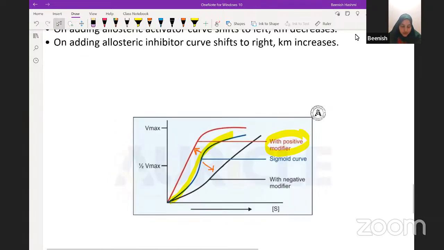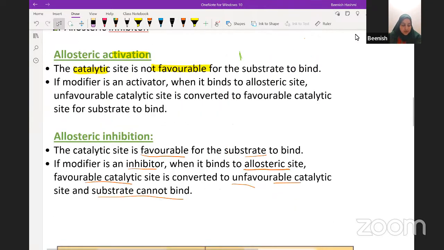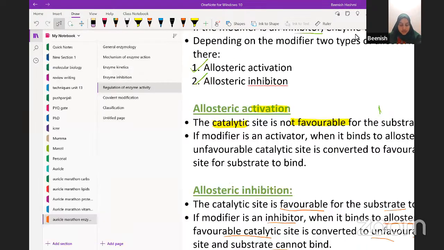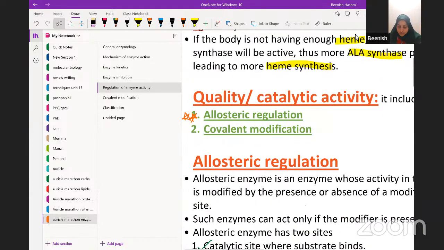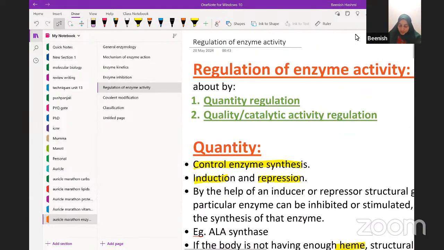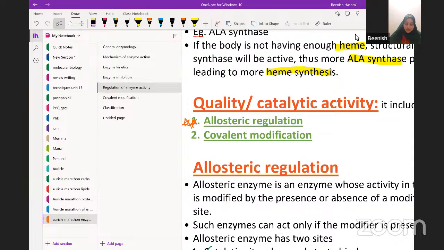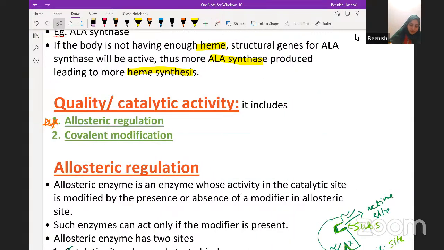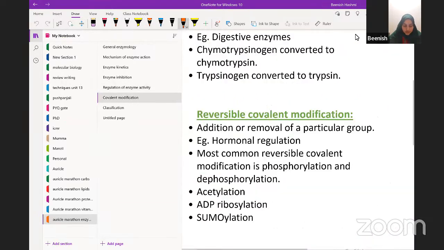So that was all about allosteric enzymes, activation and inhibition. Moving on to covalent modification. There were two ways you can control the catalytic activity or quality. One was allosteric regulation and the other was covalent modification. So we're done with allosteric regulation. Now moving on to covalent modification.